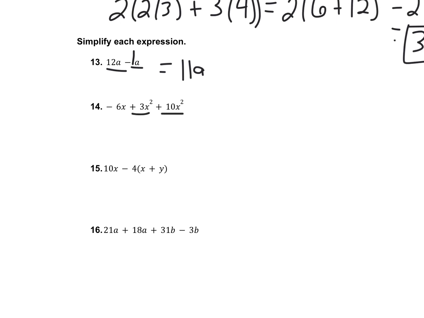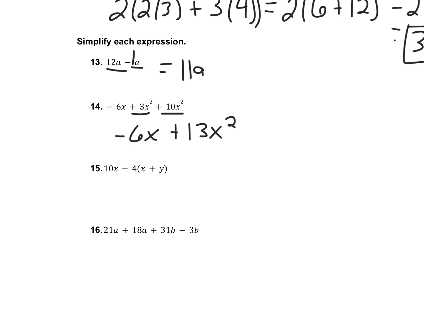Good. Why is negative 6x not a like term with the rest? It's not squared. It doesn't have an exponent, okay? So what do we do if it doesn't have a like term? We leave it. We drop it down. Then we combine the rest. 3x squared plus 10x squared. 13x squared. Good. That is it. How do you know you're done? When there's no more like terms. Good. You guys are doing awesome.